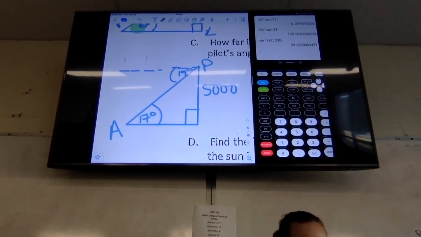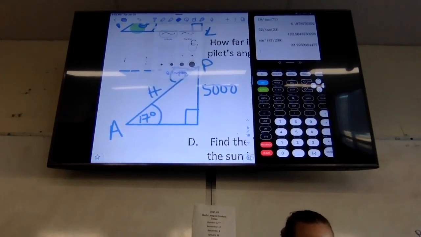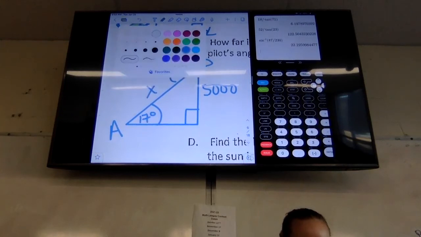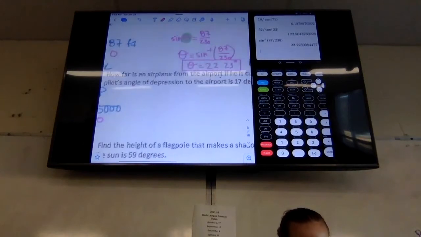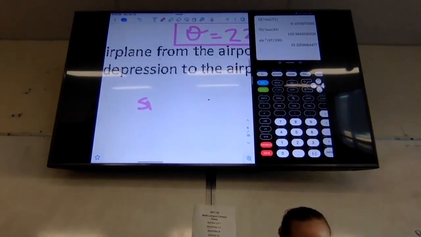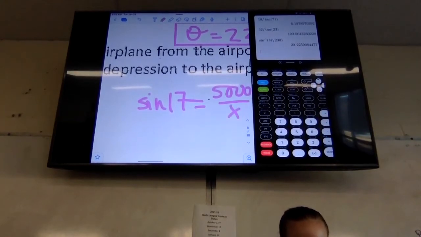P to A. Very good. There's my hypotenuse. It's that slant distance. I'll use an X there to represent that. So that's slant distance. All right, so if my angle is at 17, what two sides do I have? O and H, which is which function? Sine. Good. Sine of 17 equals opposite, which is 5,000 over X.